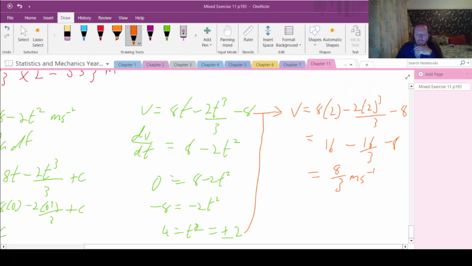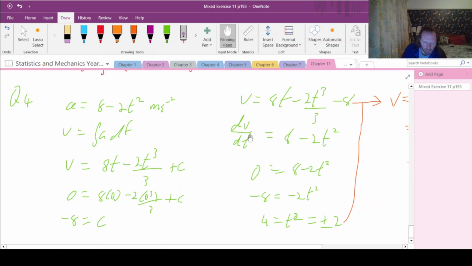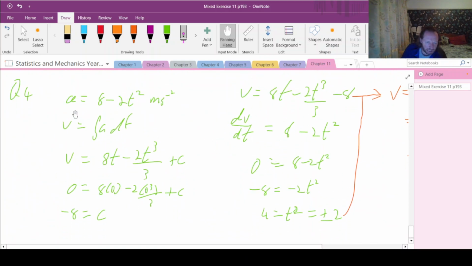Okay, so looking at the answers, 8 over 3 is not the correct answer. So what has gone wrong with this? Just looking back at it, the mistake has happened over here. Velocity is equal to the integration, and as I come down here, 0 equals 8 times 0 minus 2 whatever, 0 plus c. C does not equal minus 8. C should equal 0, which means this should be a 0 in here.